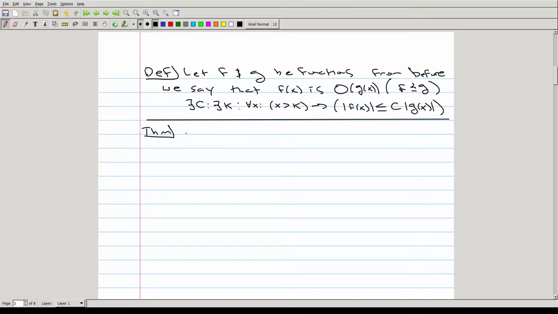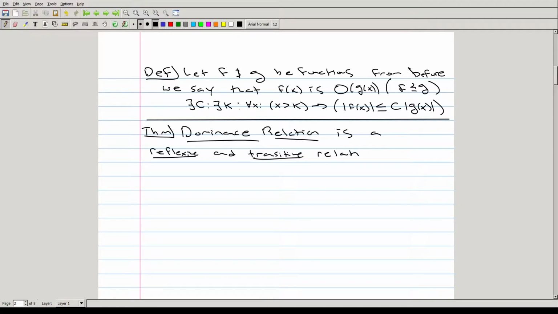So a big theorem that we have is that the dominance relation is a reflexive and transitive relation on the sets of functions considered, which is the sets of functions from natural numbers to the real numbers, and the sets of functions from the real numbers to the real numbers, and even sets of functions from the integers to the real numbers.